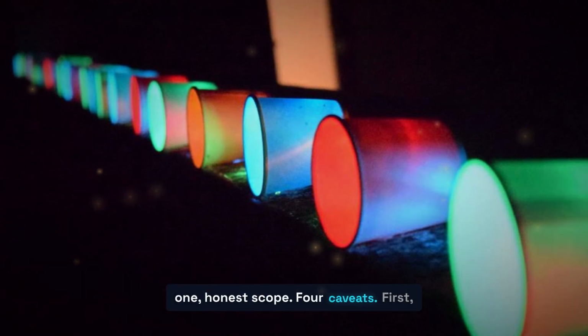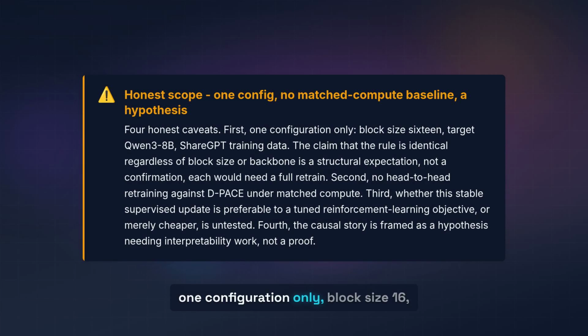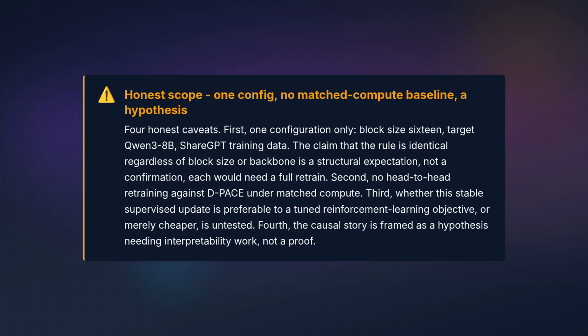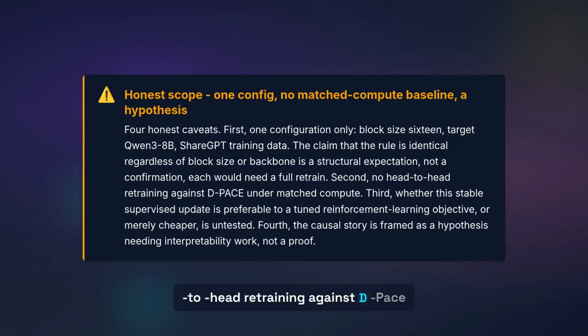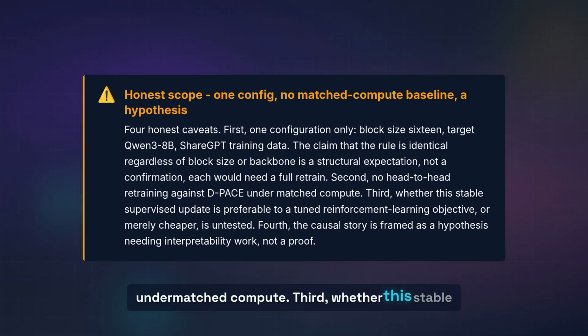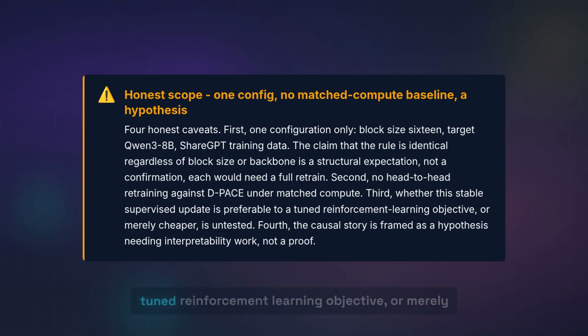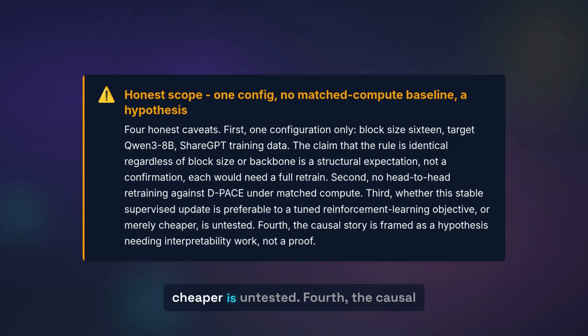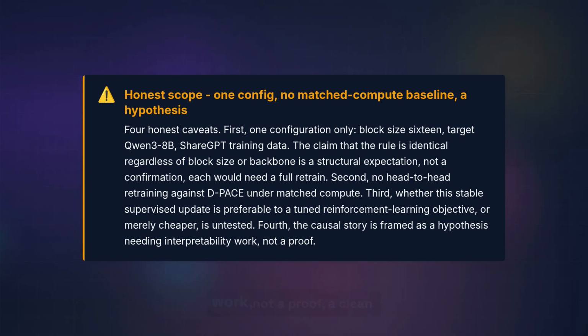Honest scope. 4 caveats. First, one configuration only, block size 16, target Qwen3 8B, shared GPT training data. The claim that the rule is identical regardless of block size or backbone is a structural expectation, not a confirmation, because each would need a full retrain. Second, no head-to-head retraining against DPACE under matched compute. Third, whether this stable supervised update is preferable to a tuned reinforcement learning objective or merely cheaper is untested. Fourth, the causal story, that aligning the loss with acceptance causes the speedup, is framed as a hypothesis needing interpretability work, not a proof. A clean recipe, not a closed case.